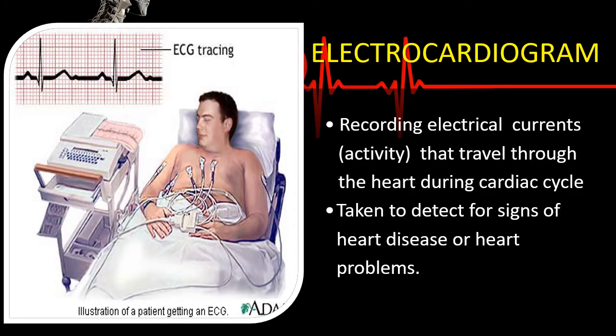The signals that travel to the heart during cardiac cycle produce electrical currents that can be recorded as electrocardiogram or ECG. ECG can be used to test or detect for signs of heart disease or heart problems. The next video explains about phases in ECG that correspond with the events in cardiac cycle.